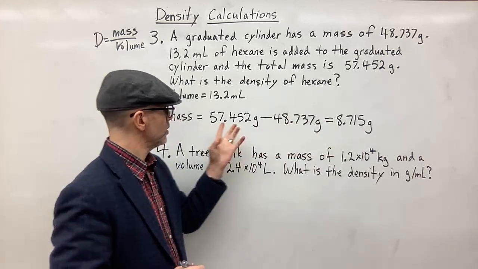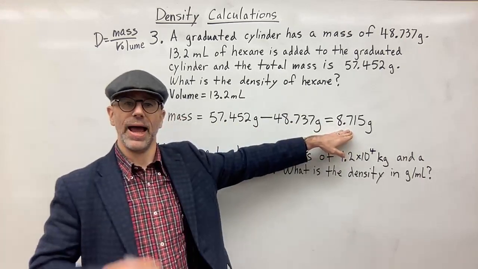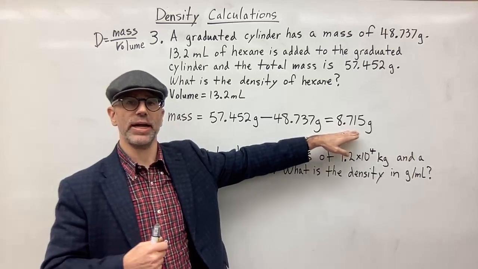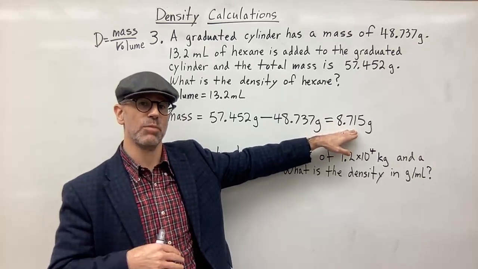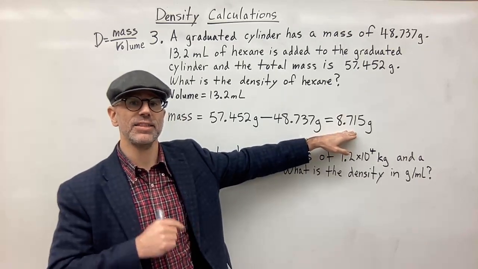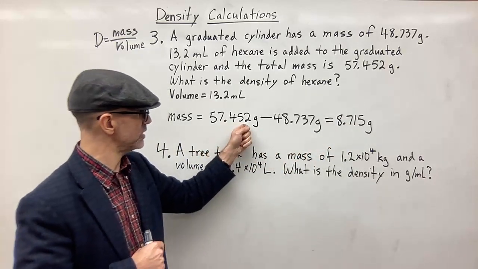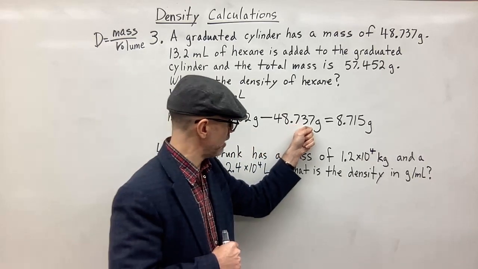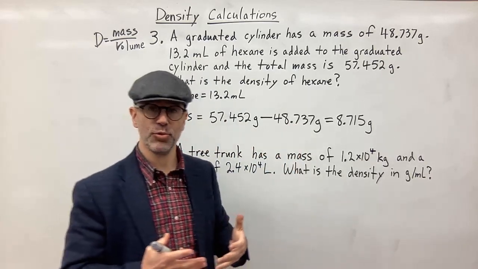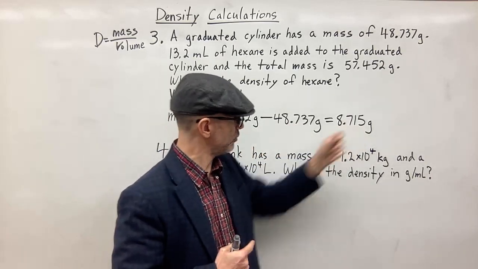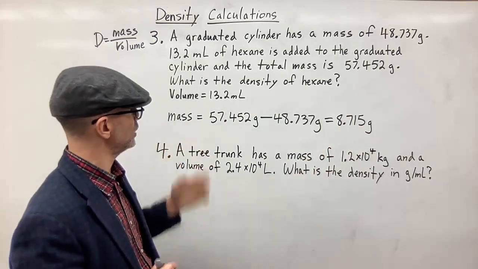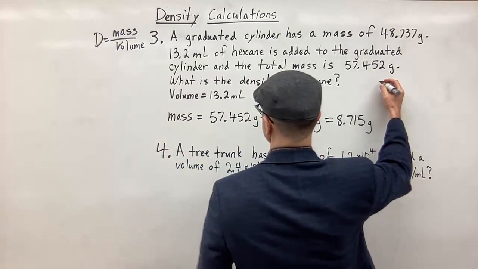One more thing, sig figs here. When we add and subtract, remember that your answer should have the same number of decimal places as the least number of decimal places in the measurements you are subtracting. So here I have 3 decimal places. Here I have 3. So my answer should have 3 decimal places. Okay, so everything's good.